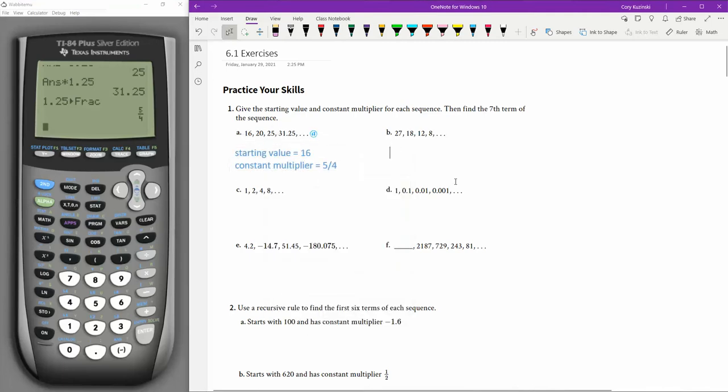All right, this one, we've got 27 for the starting value, and for the constant multiplier, let's take 18 divided by 27, and that's 0.6 repeating, also known as 2/3. So 2/3 is the constant multiplier.